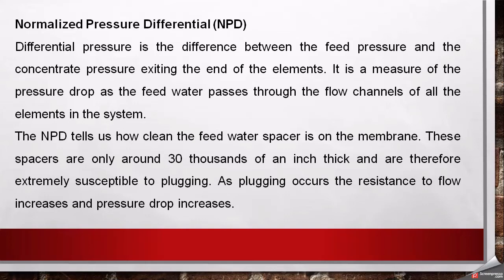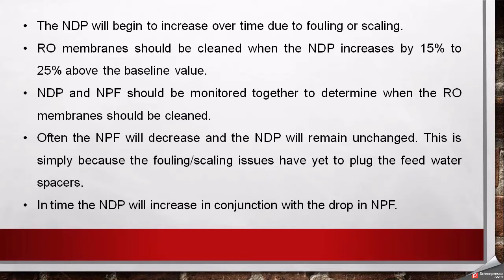So normalized pressure differential, or NPD, has a severe effect on the performance. These are some important points related to the NPD. Normalized differential pressure will begin to increase over time due to fouling or scaling. This is normal. The RO membrane should be cleaned when the NPD increases by 15% to 25% above the baseline value.